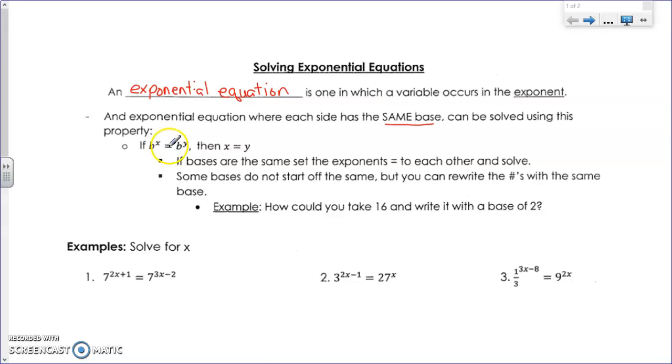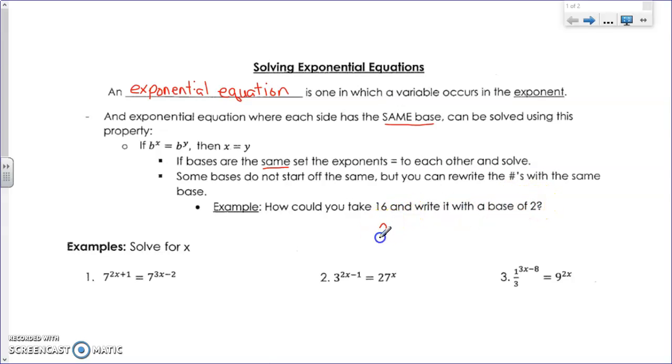If b to the x equals b to the y, then x equals y. If bases are the same, set the exponents equal to each other and solve. So normally that's pretty quick and easy. But the problem is some bases do not start off the same, so we have to rewrite the numbers with the same base. Example, how could you take 16 and write it with a base of 2?